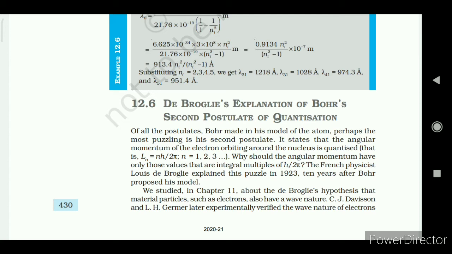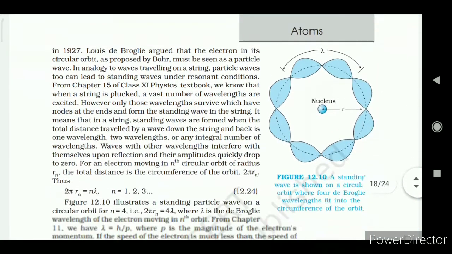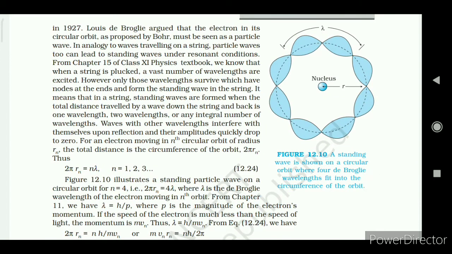We studied in chapter 11 about the de Broglie hypothesis that material particles such as electrons also have a wave nature. C.J. Davisson and Germer experimentally verified the wave nature of electrons. Louis de Broglie argued that the electron in its circular orbit, as proposed by Bohr, must be seen as a particle wave in analogy to waves traveling on a string. Particle waves too can lead to standing waves under resonant conditions.